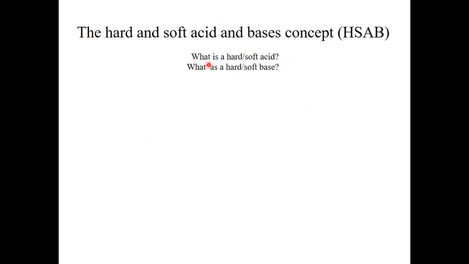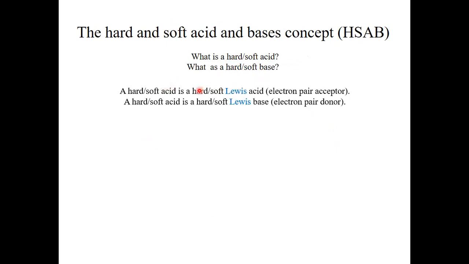Now, what is a hard and soft acid, and what is a hard and soft base? Well, a hard and soft acid is a hard and soft Lewis acid, which is an electron pair acceptor. And a hard and soft base is a hard and soft Lewis base, so an electron pair donor. So in a sense, the hard and soft acid base concept is a refinement of the Lewis acid base concept. We can subclassify the Lewis acids and bases as hard or soft Lewis acids and bases.